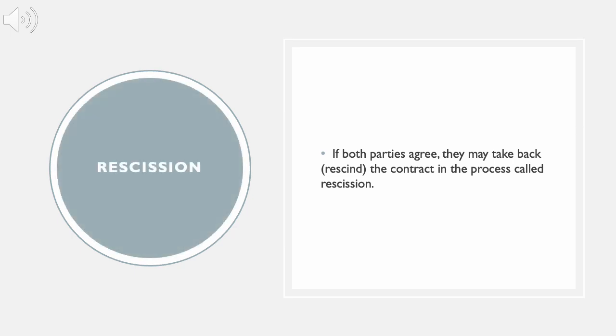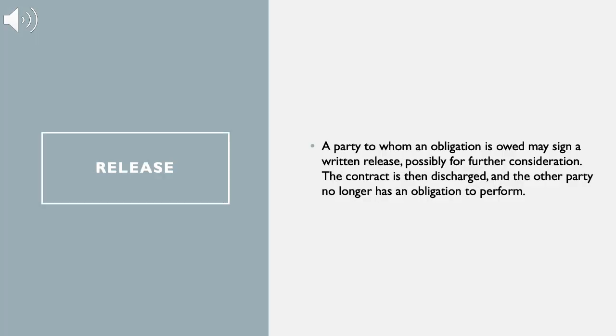Rescission. If both parties agree, they may take back, or rescind, the contract in the process called rescission. Release. A party to whom an obligation is owed may sign a written release, possibly for further consideration. The contract is then discharged, and the other party no longer has an obligation to perform.